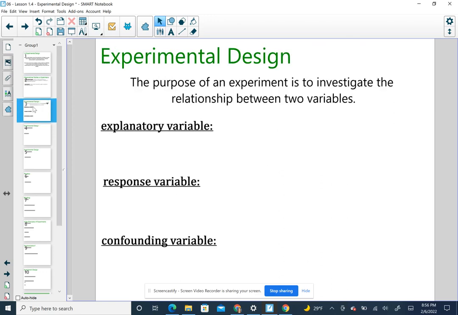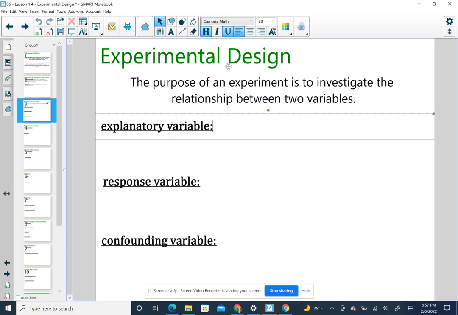Okay, next. The reason why we do these experiments is we want to investigate the relationship between variables. And a lot of times we're looking for a cause and effect relationship. Like, does the amount of soda one person drinks cause them to gain weight? Something like that. So we have some different types of variables.